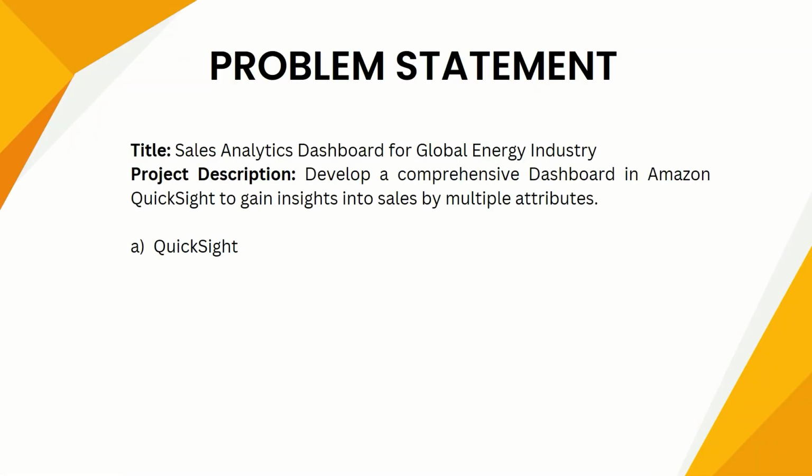In this particular project, we are going to build a sales dashboard for a global energy industry. So basically, we are going to build this dashboard in AWS QuickSight. Amazon QuickSight is a service provided by AWS to build and analyze your data in the form of visuals. You can add multiple charts and multiple graphs into your dashboards, and also visualize this data and share it with multiple users.